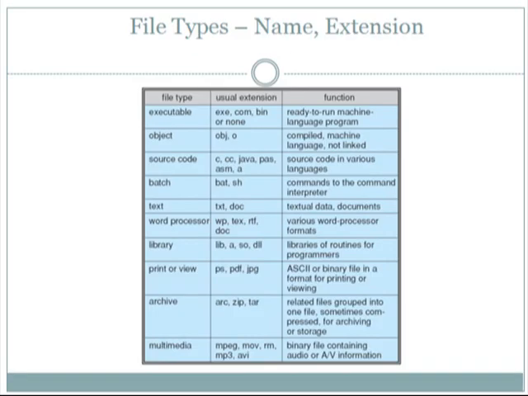These are the various file types, their names and extensions. The various file types could be executable file, object file, source file, which is the source code, batch file, then text file, word processor file, library, and a few more.